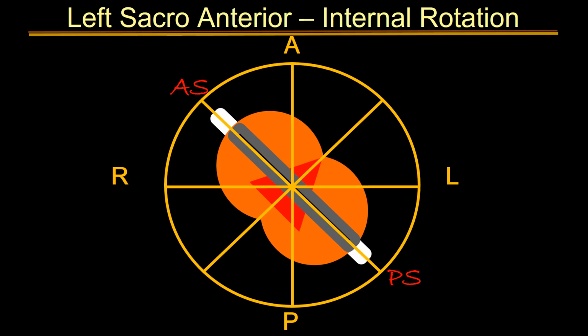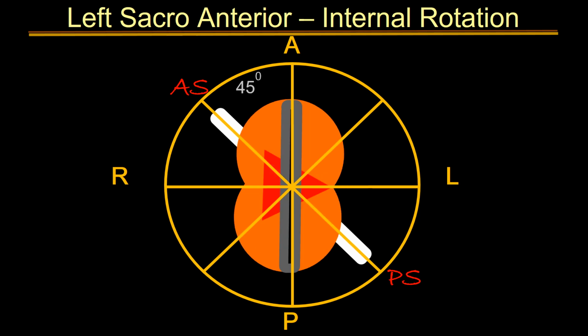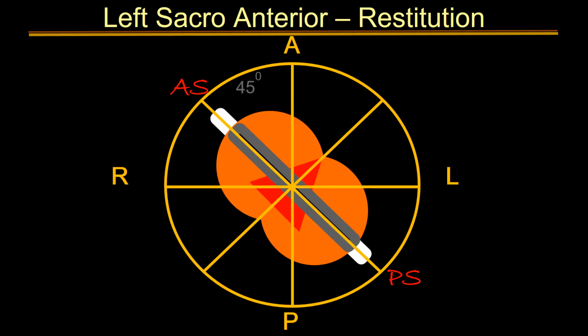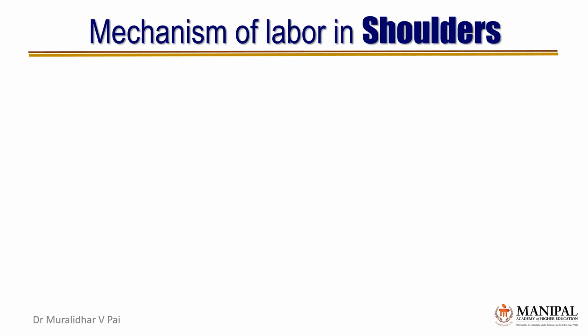The gray line represents bitrochanteric diameter, white line represents bisacromial diameter. There will be just internal rotation of the bitrochanteric diameter by 45 degrees, delivery of the buttocks. After that, there will be twisting back of the bitrochanteric diameter called restitution. The next is mechanism of labor in shoulders.